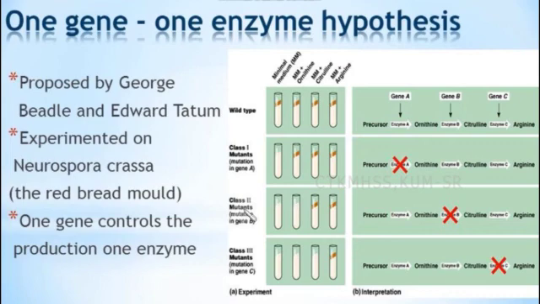Similarly, class 2 mutants: those things which cause mutation, it can be X-ray, UV radiation, or chemical substances, are called mutagens. So, class 2 mutants cause a mutation in gene B. So, enzyme B production is stopped. And you can see here, class 3 mutants, mutation in gene C. Gene C enzyme production will be stopped. So, this is the experiment, this is the interpretation.